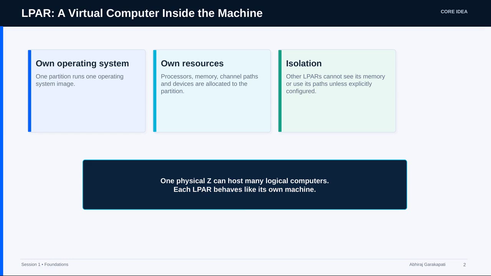The isolation is a major part of the design. An operating system in one partition cannot simply look into another partition's memory or take over another partition's paths. Sharing only happens when it is deliberately configured. This is why the apartment analogy works so well. The physical building is shared, but the boundaries between apartments are real and enforced.